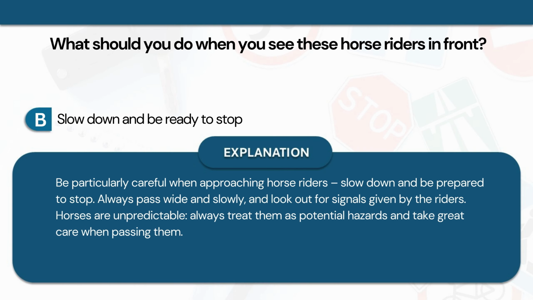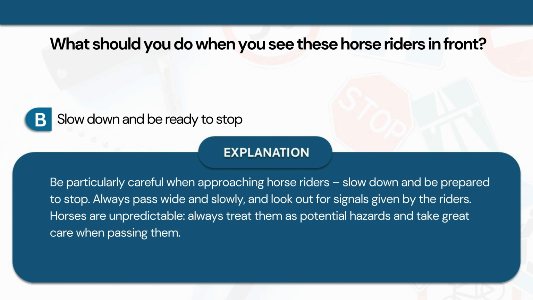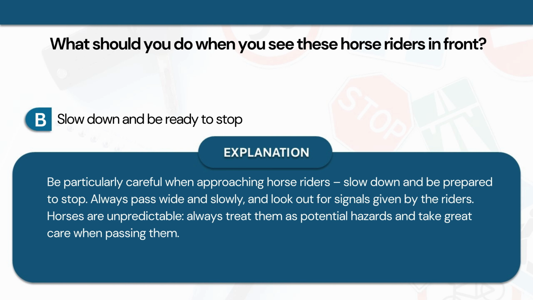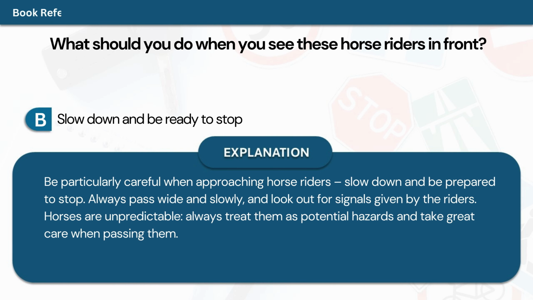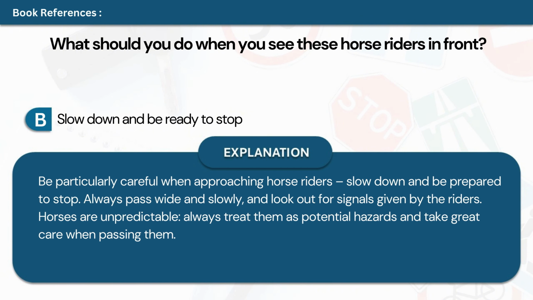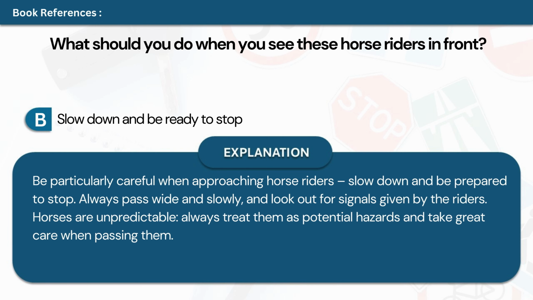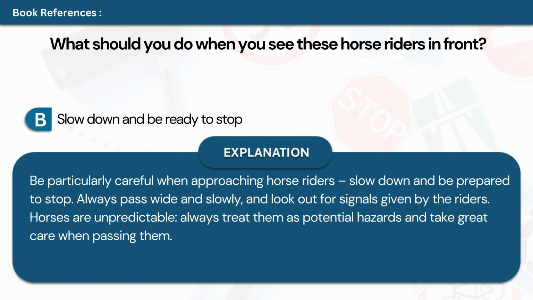Be particularly careful when approaching horse riders. Slow down and be prepared to stop. Always pass wide and slowly and look out for signals given by the riders. Horses are unpredictable. Always treat them as potential hazards and take great care when passing them.